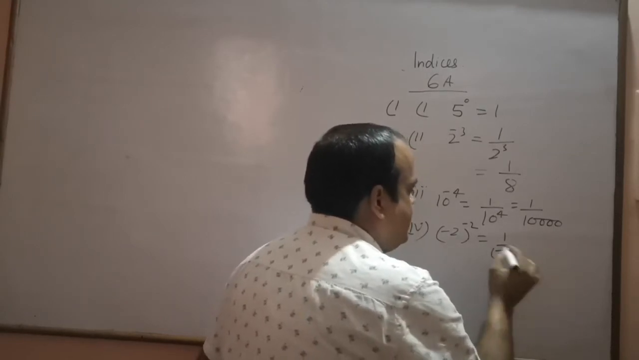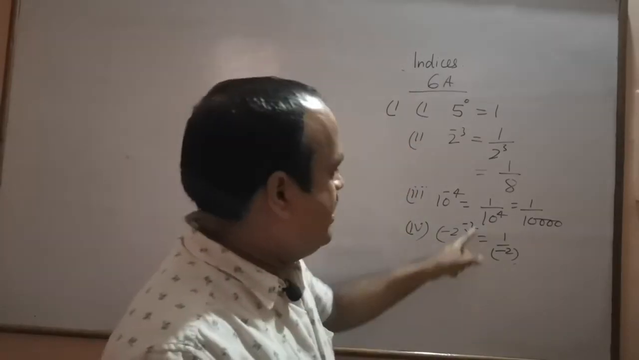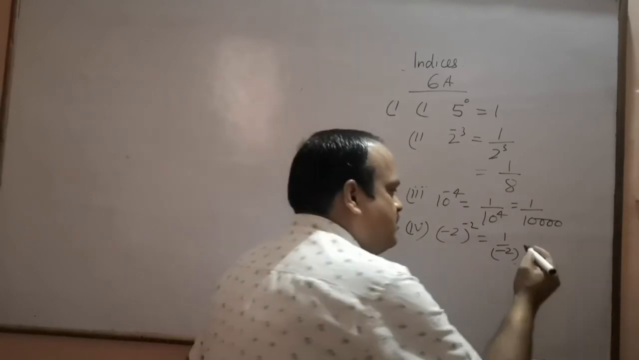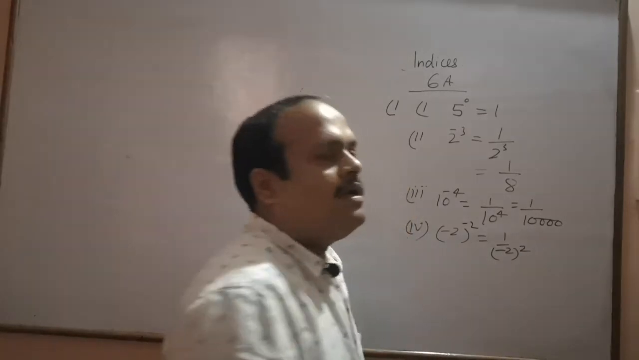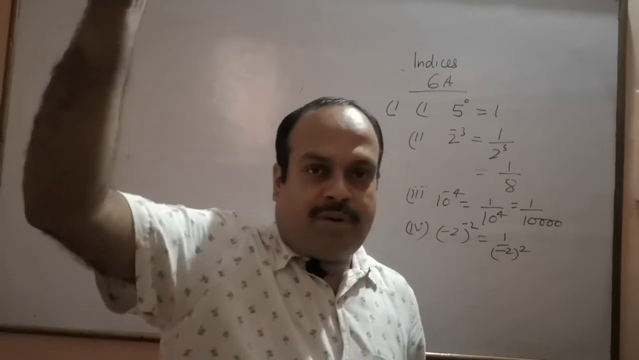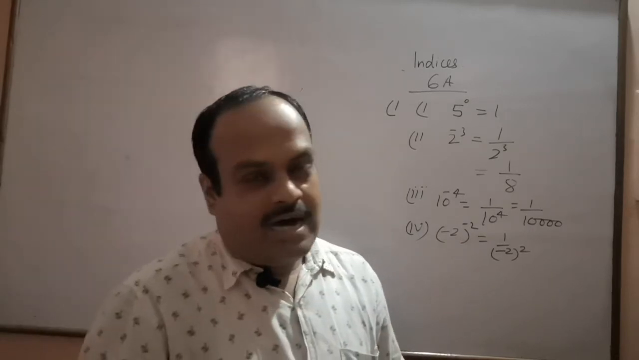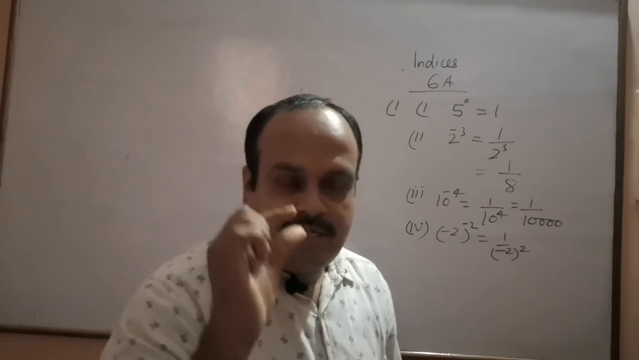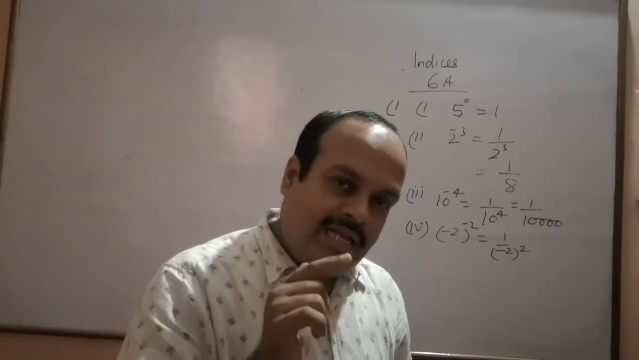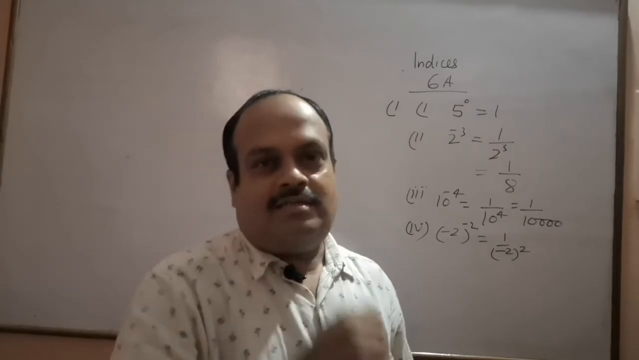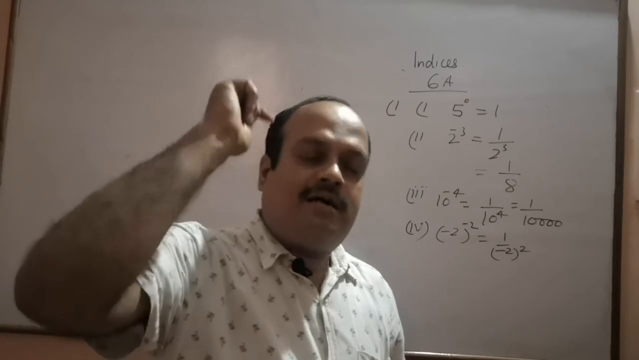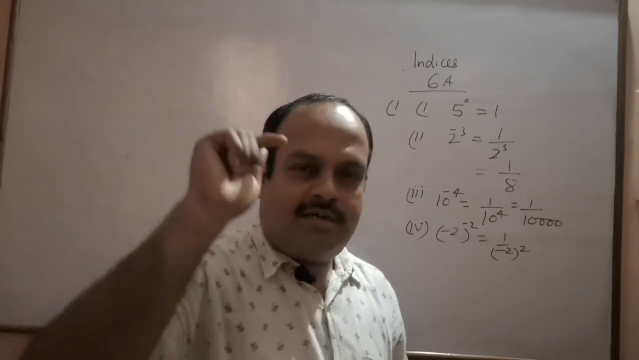And then you can make the power positive 2 of the base 1 upon minus 2. I hope you know that when a negative number is raised to a power which is an even number, the result will be positive. When a negative number's power is odd, the result will be negative.